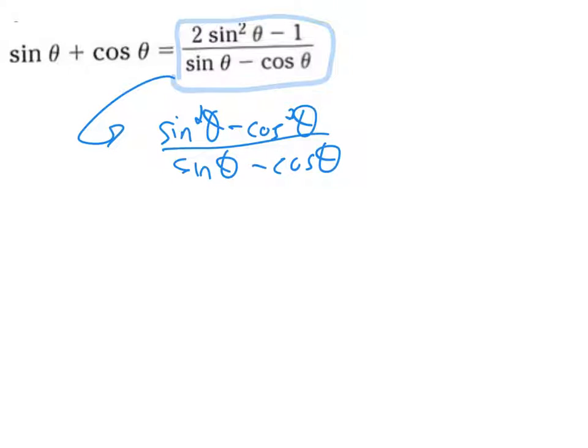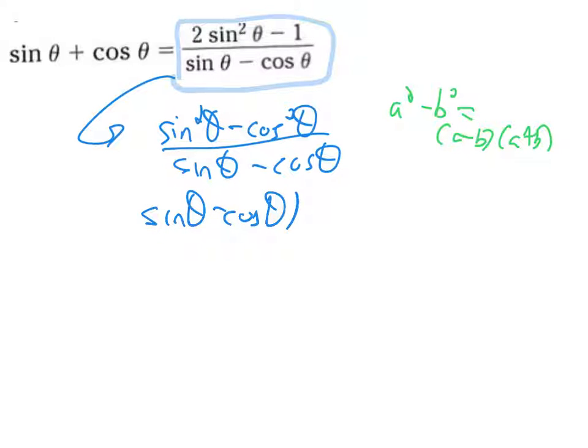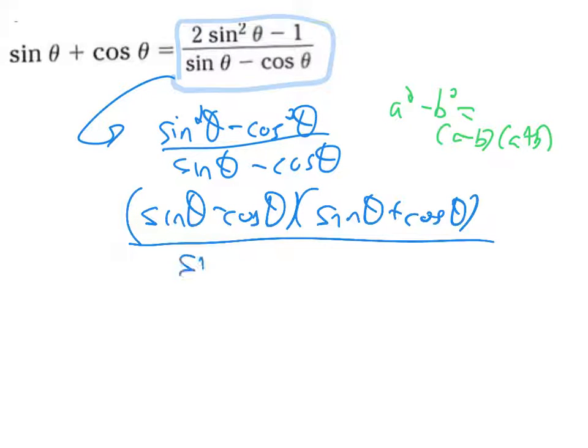Now we're going to use an algebraic identity, which is that a squared minus b squared is the same as a minus b times a plus b. This allows us to turn the numerator of our expression into sine theta minus cosine theta times sine theta plus cosine theta. And of course we're carrying around our denominator, which we have not changed in any way.